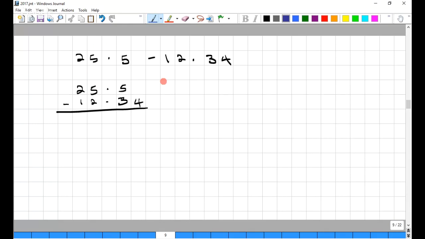So now we have set it out. So this was set up horizontally, and we're now going to set it out vertically.